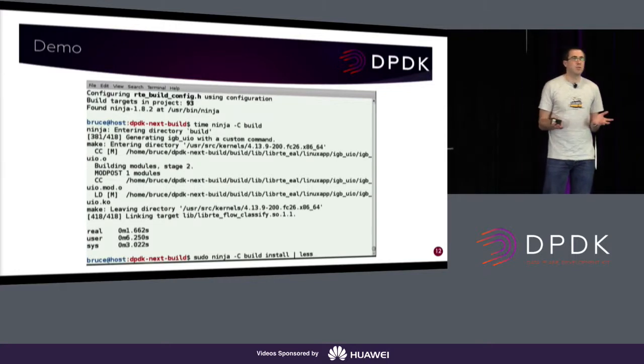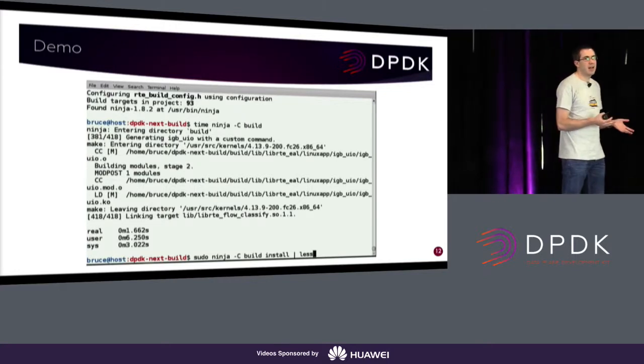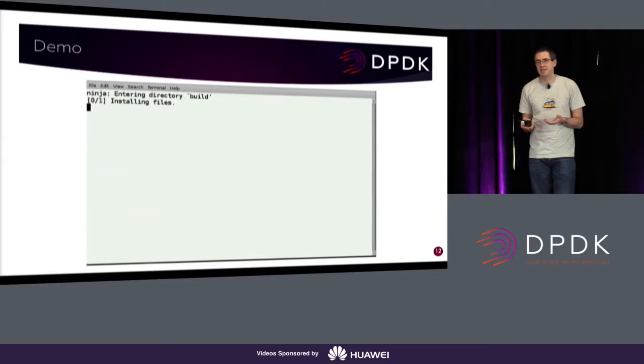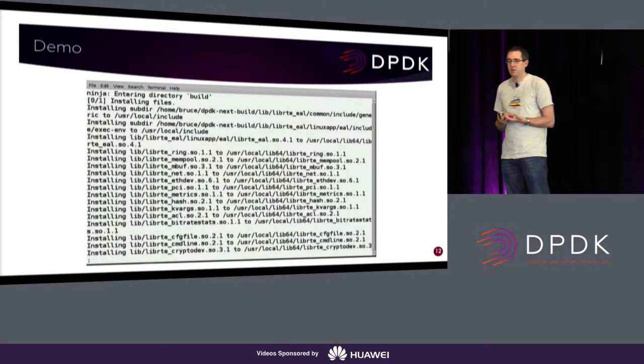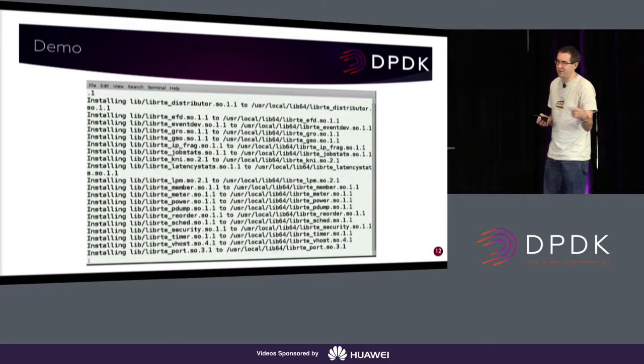And you see that? It was done in 1.6 seconds. Okay, so we went from 9.5 down to 1.6 seconds. So then we can do a Ninja install. I'm just piping this through less so you can see the output. It isn't that slow.